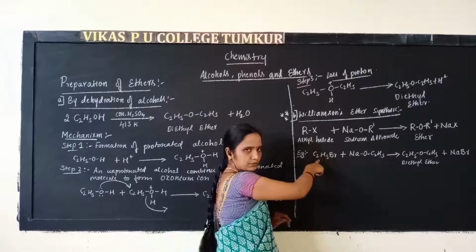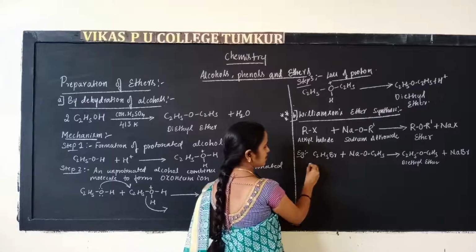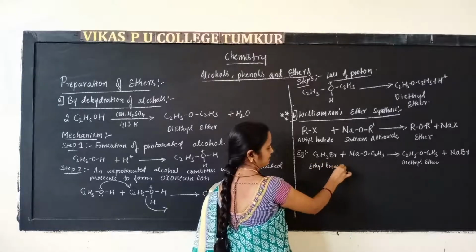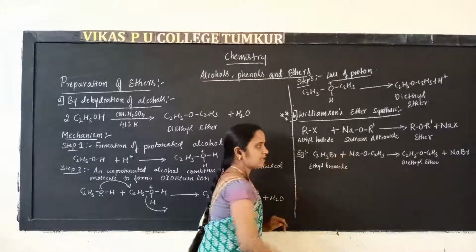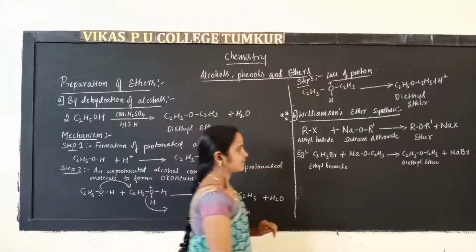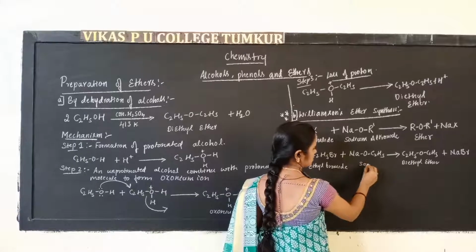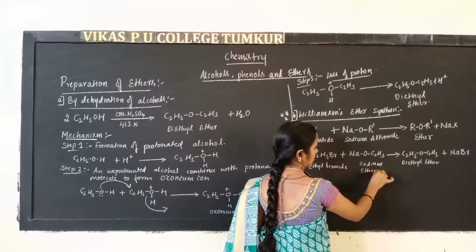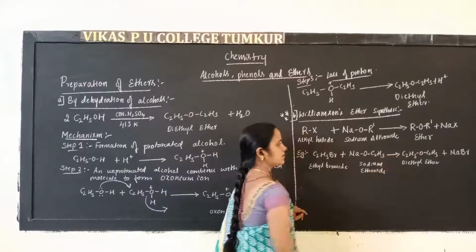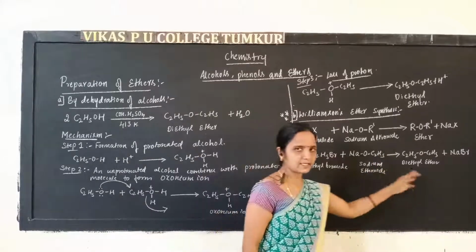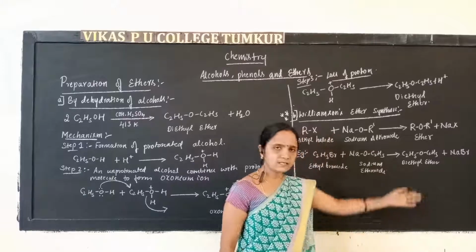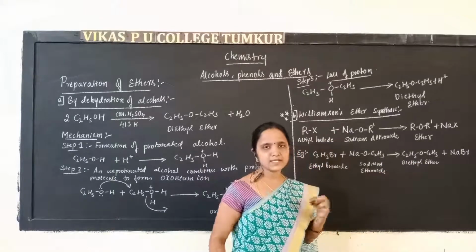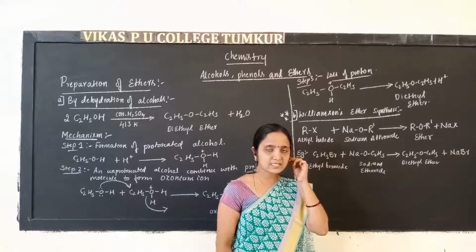Taking the alkyl halide example, ethyl bromide is going to be treated with sodium ethoxide. Then an ether is formed, that is diethyl ether. This is an example of a symmetrical ether. Like that, we will take an example of an unsymmetrical ether.